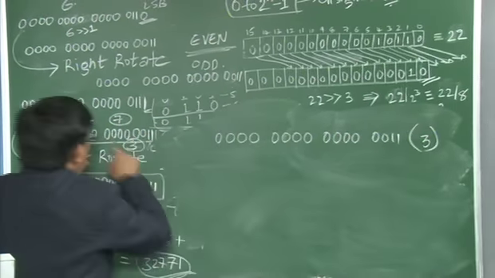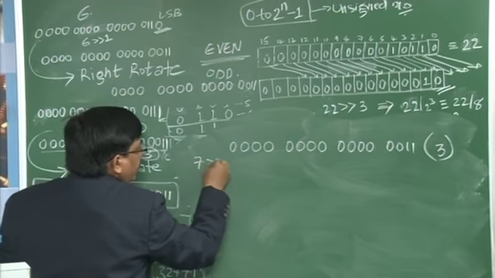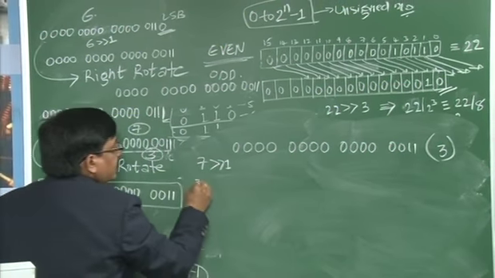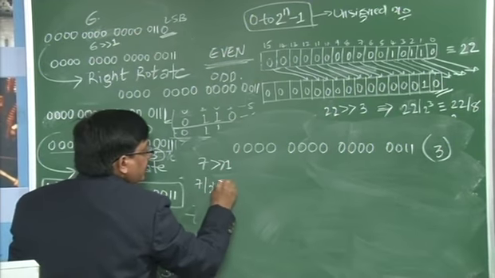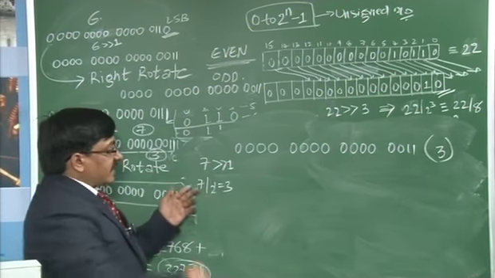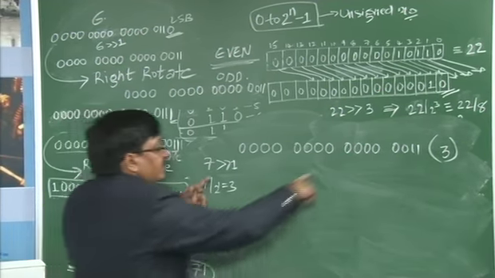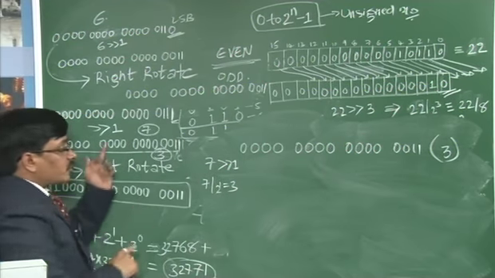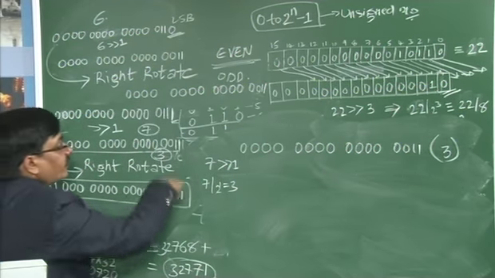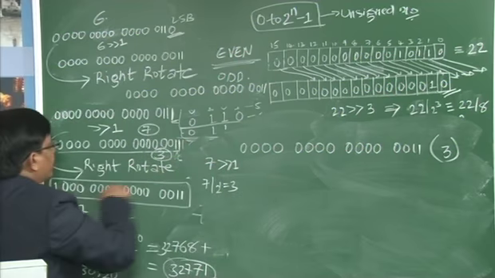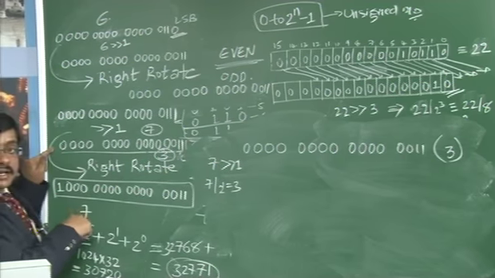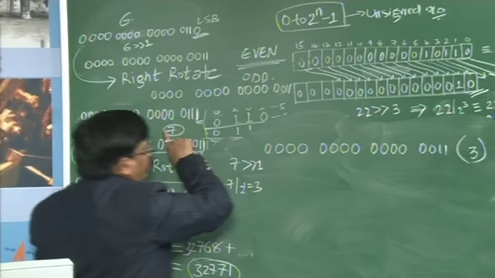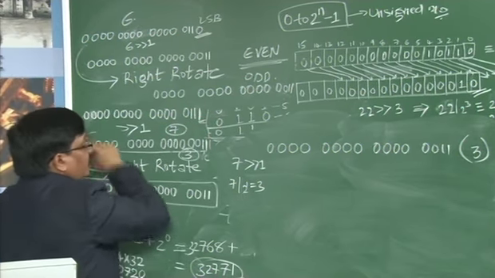So when I shift 7 by 1 bit, this is the same as 7 divided by 2 raised to 1, which is nothing but 3. Two threes are 6, so I take the integer division, and this is the same as the right shift. Now I am supposed to perform the right rotate. Right rotate means this 1 should appear in the leftmost part, right? So when I perform the right rotation here, this 1 should come to the beginning.